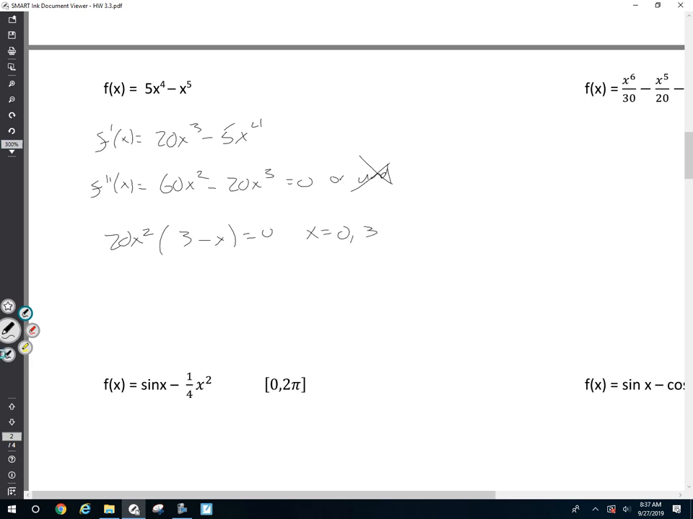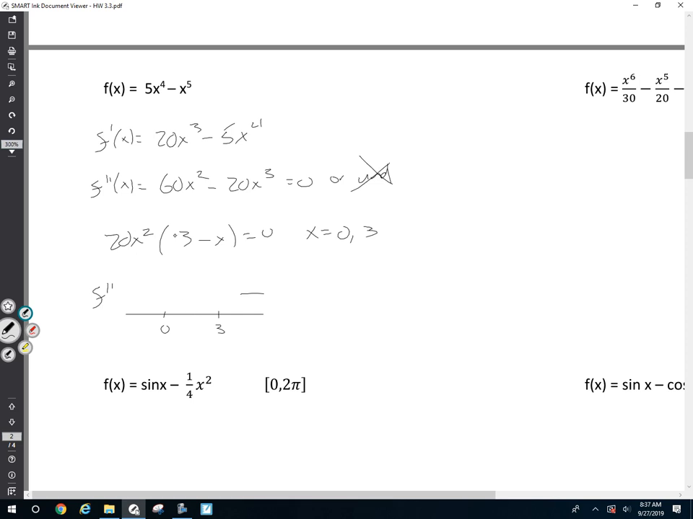Zero and 3. Zero, 3. Not going to change signs at 0. Confirming, plug in 4, positive. This will be a negative. Positive times negative is negative.